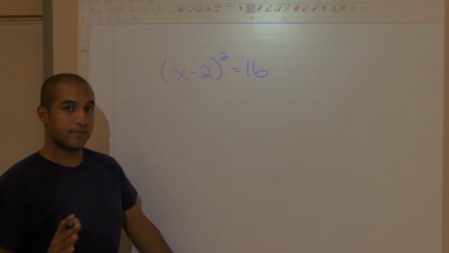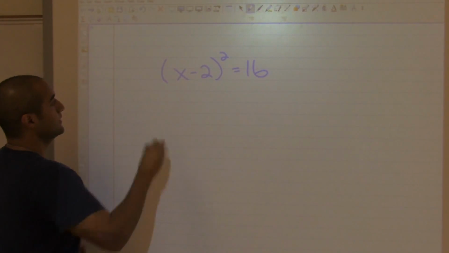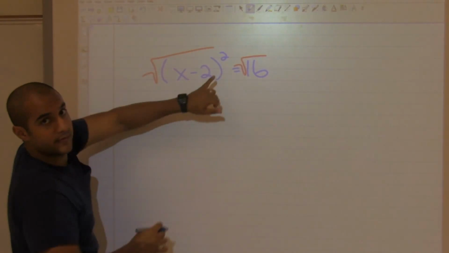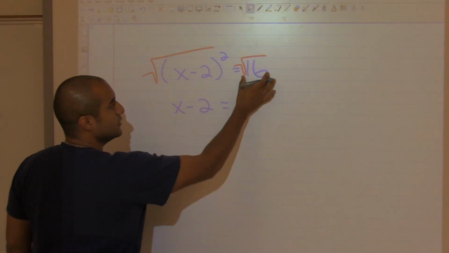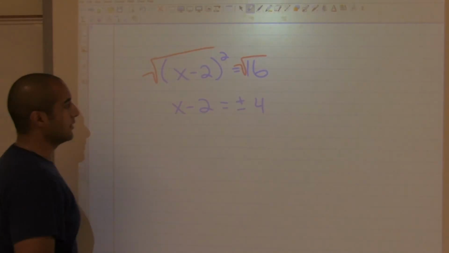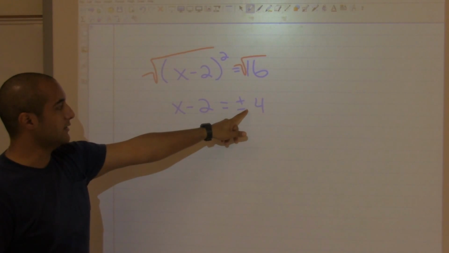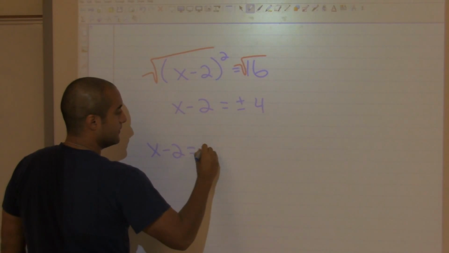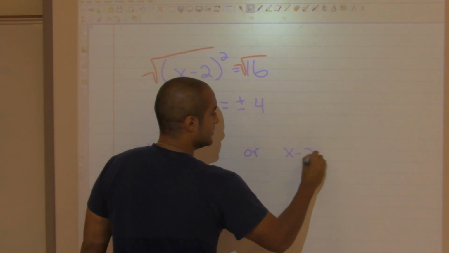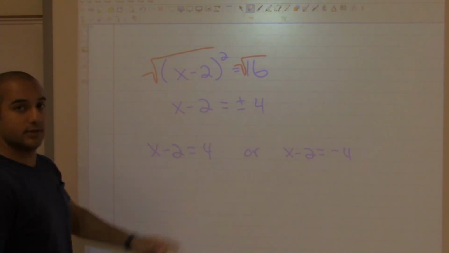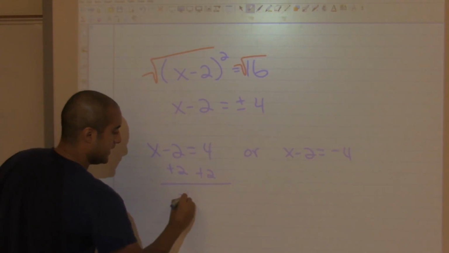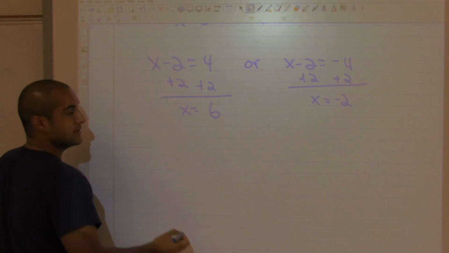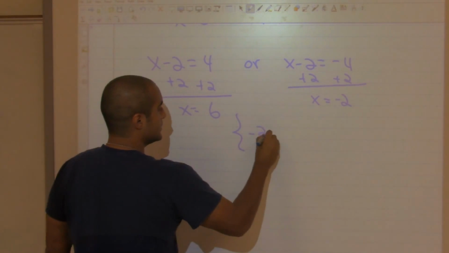So, look at what we do. Just like before, we're going to take the square root on both sides. That must mean that I lose that square. So, x minus 2 is equal to positive or negative 4. So look, I can have two different answers right here. Here I'm going to go ahead and split them. x minus 2 is equal to positive 4, or x minus 2 is equal to negative 4. Now I go ahead and solve it. Plus 2, x is equal to 6. Plus 2, x is equal to negative 2. So in this case, my solution set is negative 2, 6.